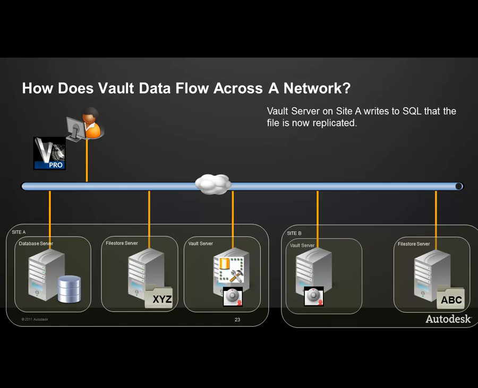Vault Server on Site A writes to SQL that the file is now replicated. Vault Server on Site A then uses ASP.NET to get the file from its own file store. The file is then packaged into a SOAP packet and sent to the user.